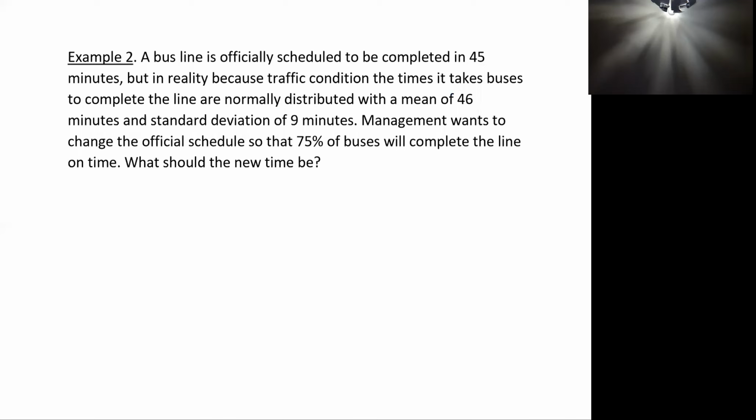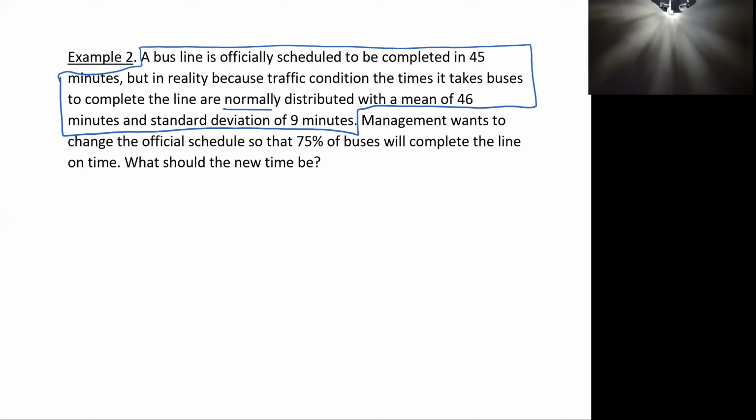So this is kind of a hard problem because it takes a lot of critical reading comprehension to understand what they're talking about. But the overall structure is like this. Again, the beginning just sets up the situation that we have a random variable, which is the number of minutes it takes to complete the line. And that random variable is normally distributed with a mean of 46 and standard deviation of 9. So it just describes the overall normal distribution. It hasn't asked us anything yet.